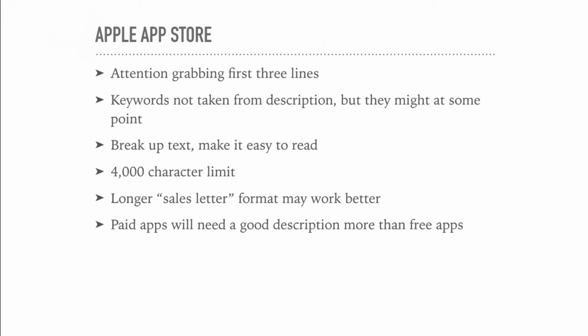Keep in mind that keywords are not taken from the description, but they might do that sometime in the near future. Then you want to break up the text, make it easy to read, use bullets, use paragraph spacing. And this can also help you highlight the main features of your app. The Apple App Store app description has a 4,000 character limit, so be sure to use as many of those characters as possible because this can work as a long form sales letter. And generally speaking, the longer the sales letter, the more effective it is.